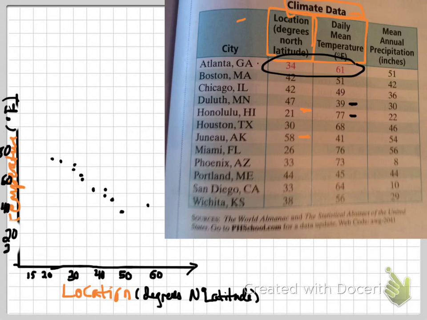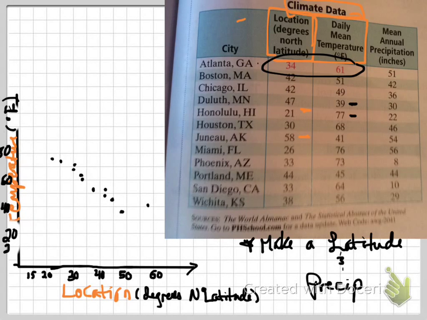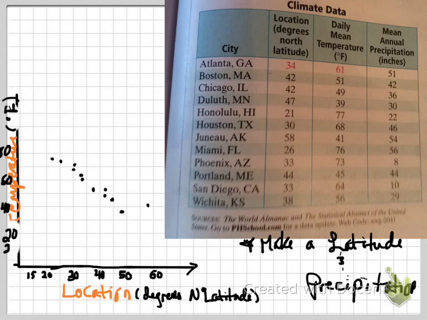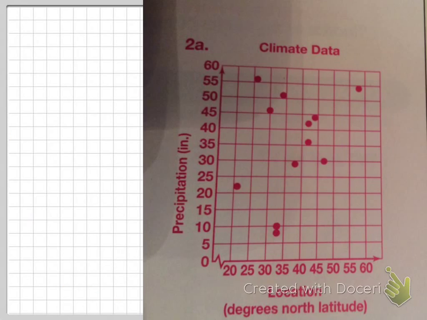I'm going to have you now practice, make a scatter plot for latitude and precipitation. Okay, and so instead of comparing latitude and temperature, compare latitude and precipitation. So it's using the same data as up here. And this time you're looking at latitude, precipitation. Okay, go ahead and do this. Hit play once you've done it.